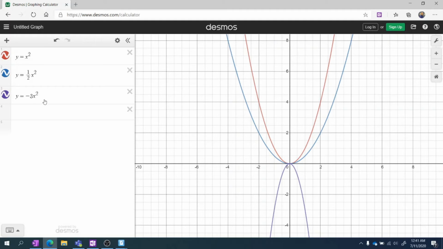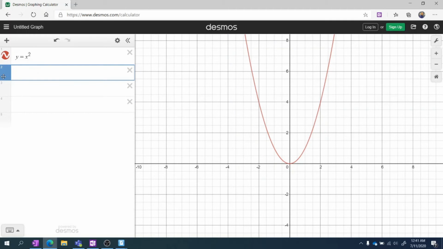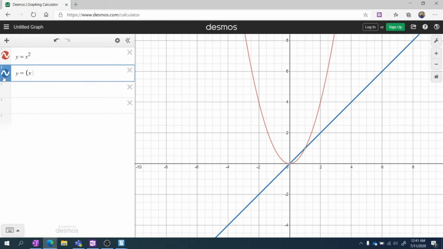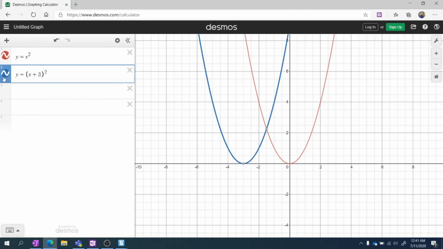Okay, so now we've got 2 more transformations that we're going to be concerned with in this course. The next one is how do I take this base parabola and move it left or right? Well, I'm going to show you how you do that. So we're going to go here, y equals, you need to put a bracket, x plus, let's say, 3, close your bracket. Now, you have to put the squared back on, so I'm going to put the squared outside of that bracket. x plus 3 squared. So let's look at what happened.